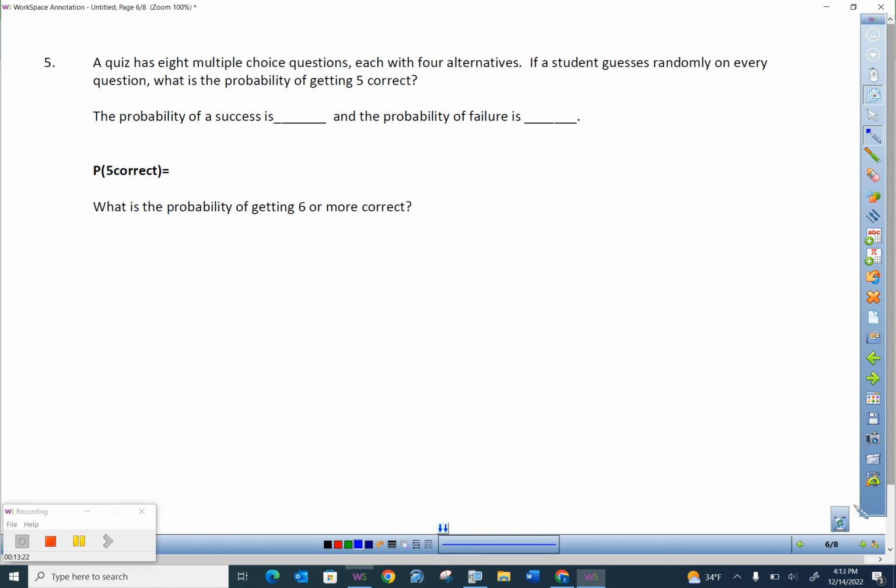All right, number 5, I'm going to have you try on your own. It's another binomial probability. Try that one out and then come back to the video after you have completed it.